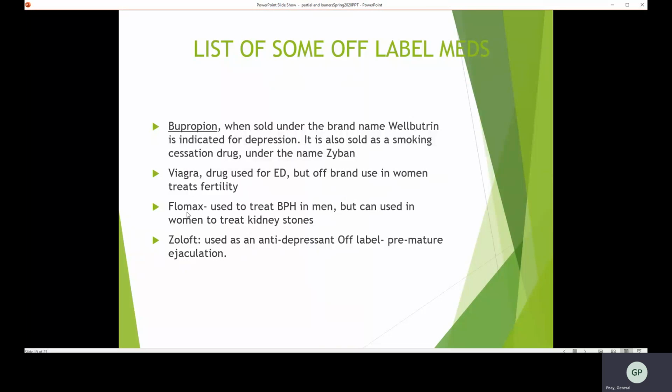There's a drug called Flomax. The generic name is tamsulosin. I believe that's a top 100 drug. It is used to treat a condition called BPH.